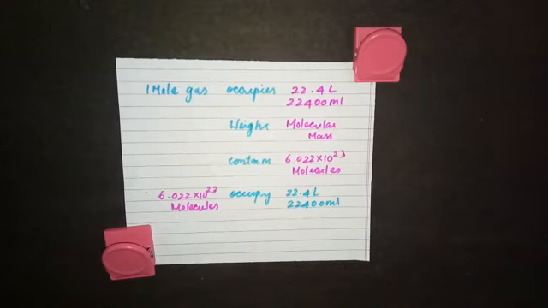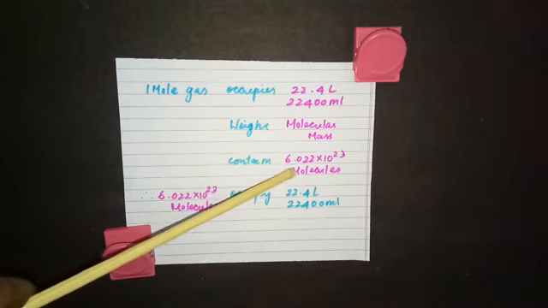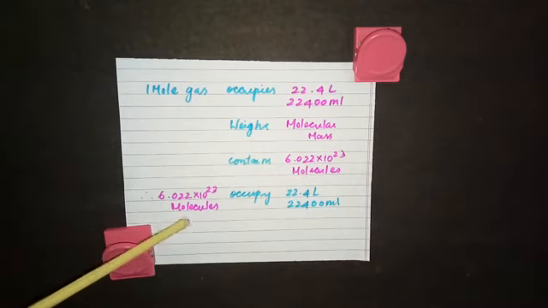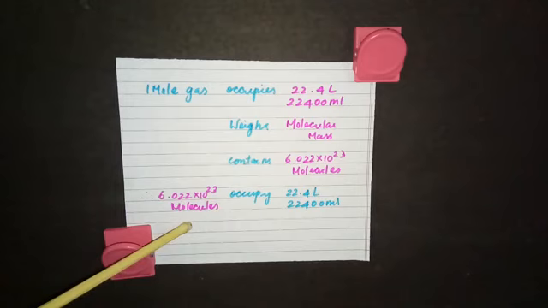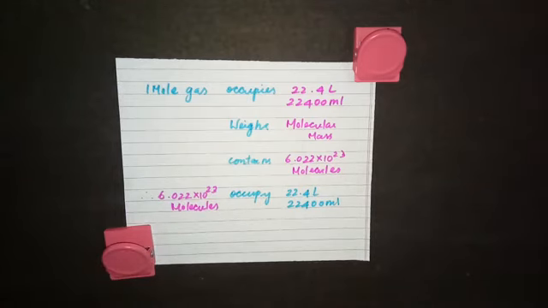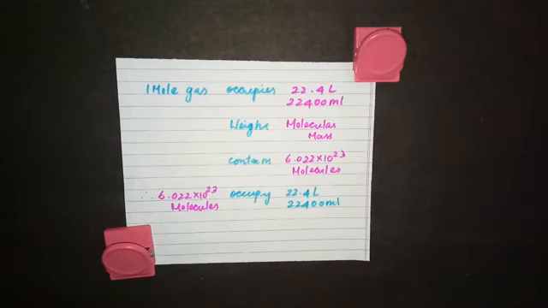If you're taking 1 mole of nitrogen gas, it will weigh 28 grams, because 28 is the molecular mass of nitrogen. Same way, 32 is the molecular mass of oxygen. And 1 mole of any gas will contain 6.022 into 10 to the power 23 molecules. So you can say it this way also: 6.022 into 10 to the power 23 molecules will occupy 22.4 liter or 22,400 ml. So if you are very clear with these relationships, then it will be very easy for you to do any kind of calculations. Now we will see a few more examples.